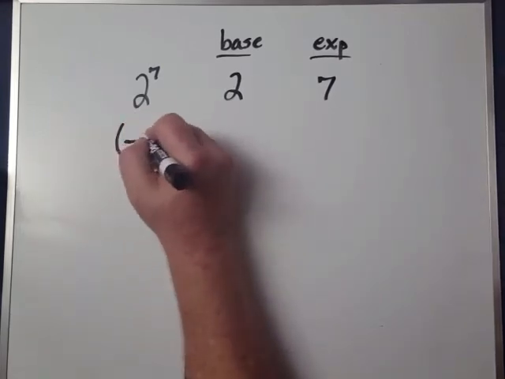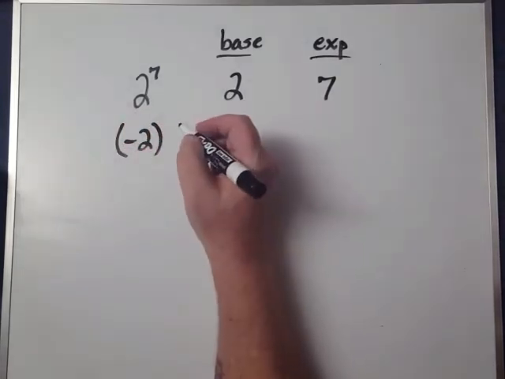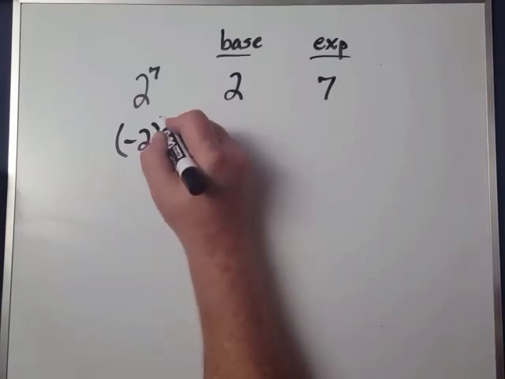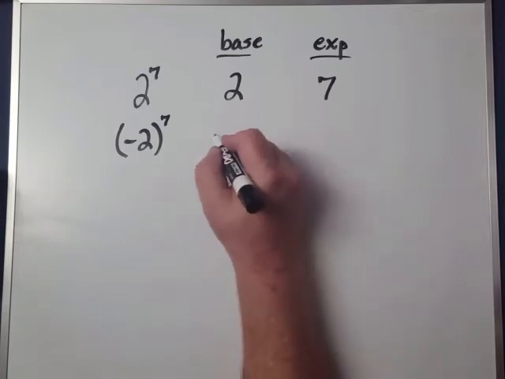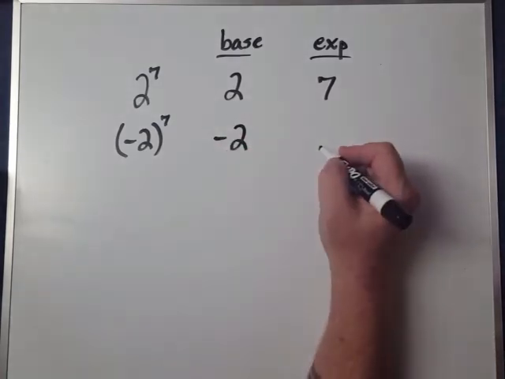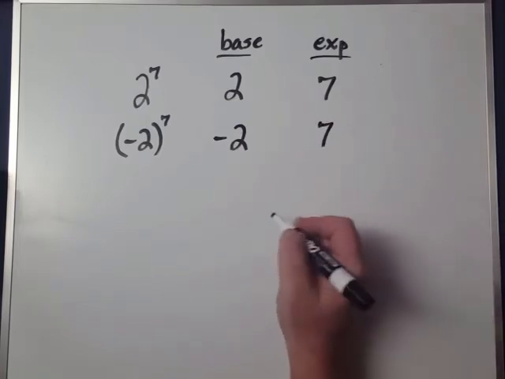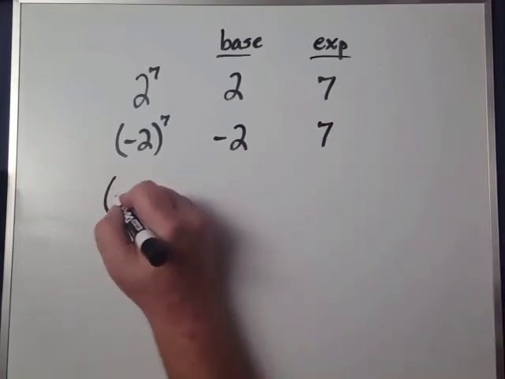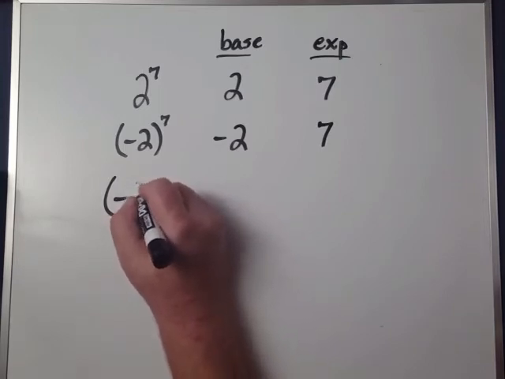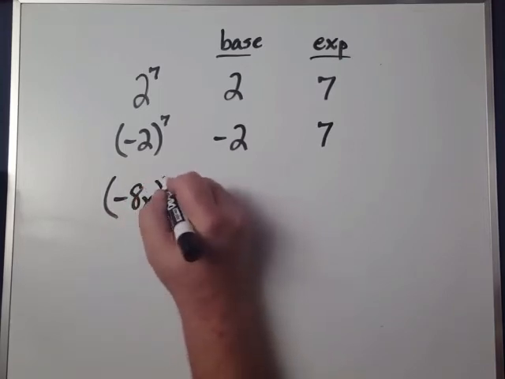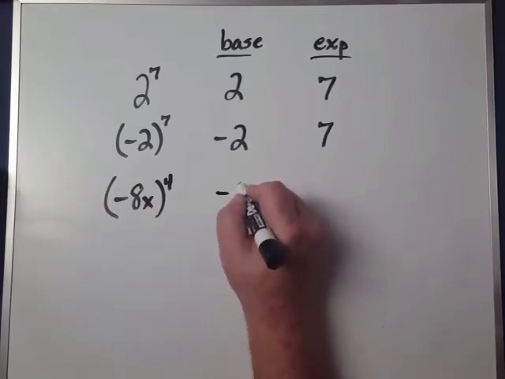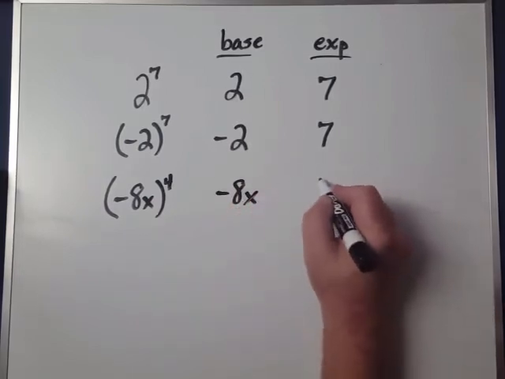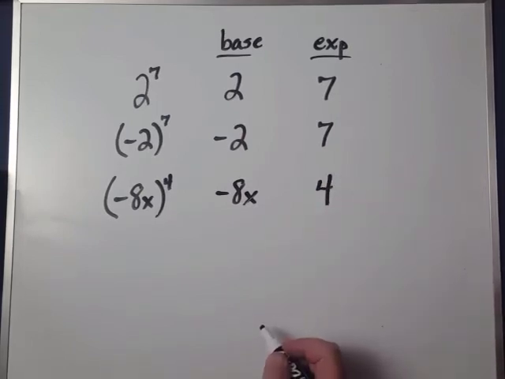Number 18. Parenthesis, -2, raised to the 7th power. What's the base? What's being raised to that power? That whole -2. And the power, of course, is that 7. Number 20, in parenthesis, -8x, all to the 4th. What's the base? What's being raised to that 4th power? That whole -8x. The exponent is the 4.